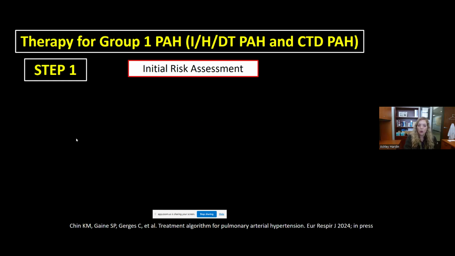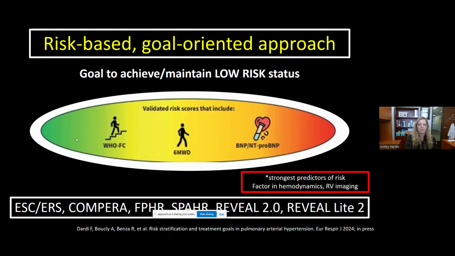So step 1, the initial risk assessment. We'll talk about how we calculate initial risk in the next couple of slides. But let's say we do an initial risk assessment, and we want to take this risk-based, goal-oriented approach. The goal overall is to achieve and maintain a low-risk status. We have lots of different risk scores that we can use. All the validated risk scores include functional class, 6-minute walk distance, and cardiac biomarkers, BNP or NT-proBNP. These have clearly and consistently been the strongest predictors of risk.